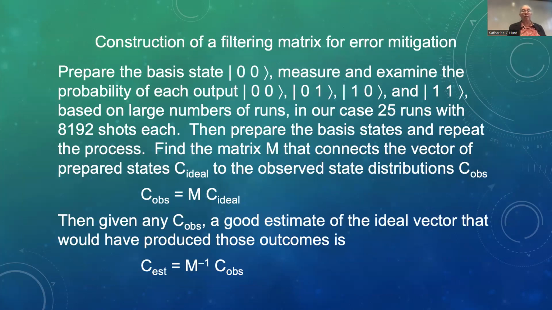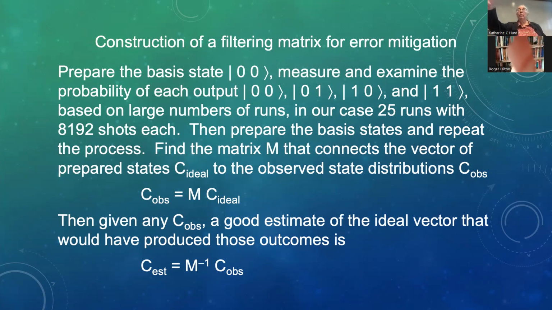So I wanted to mention a little bit about how the filtering matrix is constructed. The basis for that is that we start out by preparing a state 0, 0, both qubits in spin 0. And then we look at the probability of outcome when we just make an immediate measurement, no gates applied to the system at all. Look at the outcomes for 0 0, 0 1, 1 0, and 1 1.